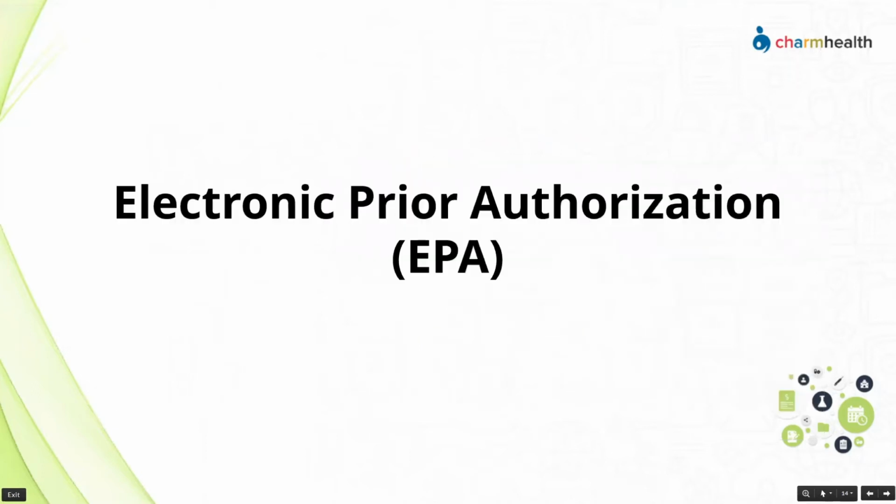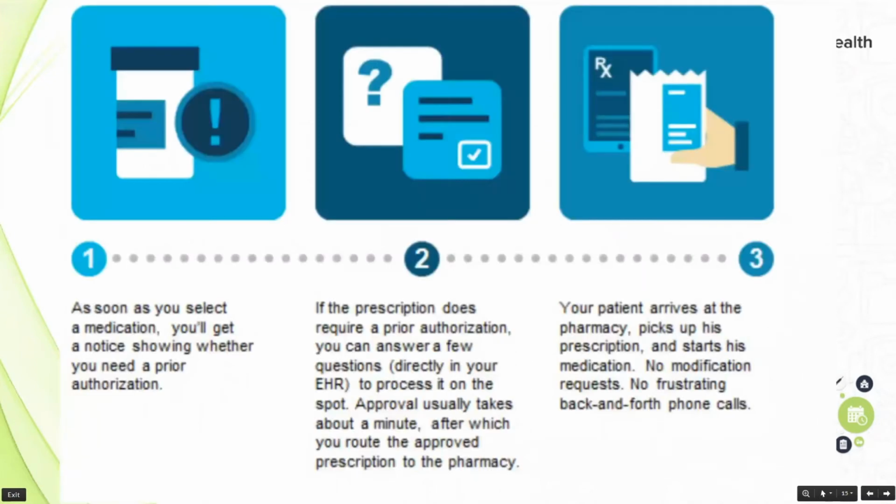So we have electronic prior authorization, EPA. So you can see number one, as soon as you select the medication, you'll get a notice whether or not you need prior authorization. If the prescription does require prior authorization, you can answer a few questions directly in the EHR and process it on the spot. Approval usually takes about a minute, after which you route your approved prescription to the pharmacy. Your patient will arrive at the pharmacy and pick up the prescription and start his or her medication, with no modification requests and no frustrating back and forth phone calls.